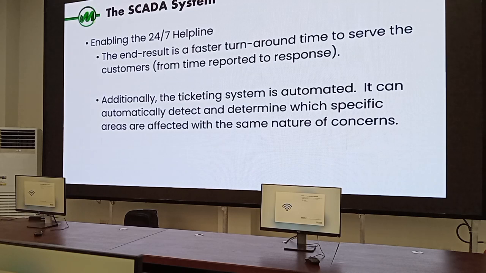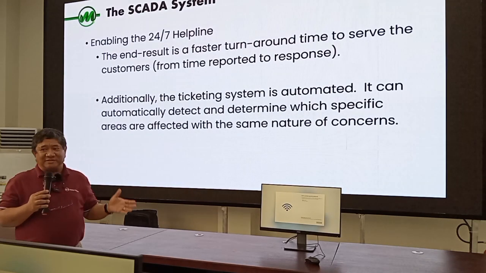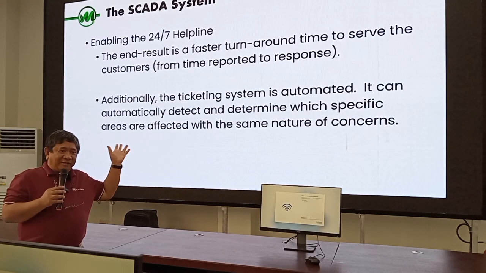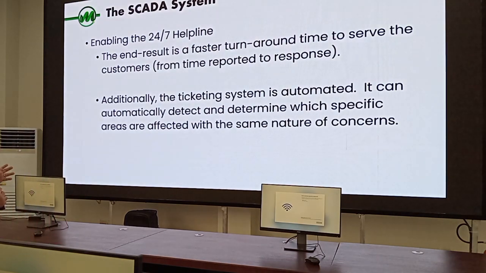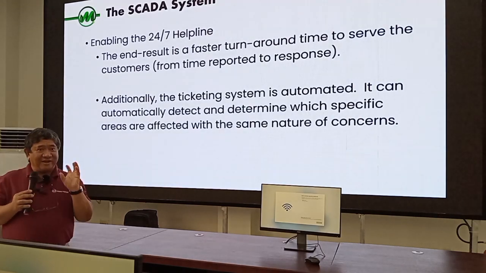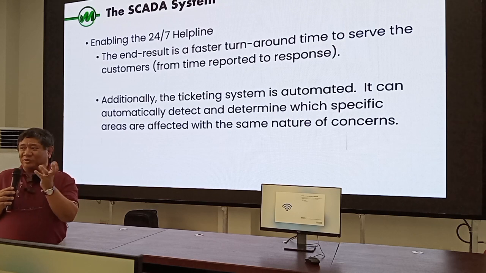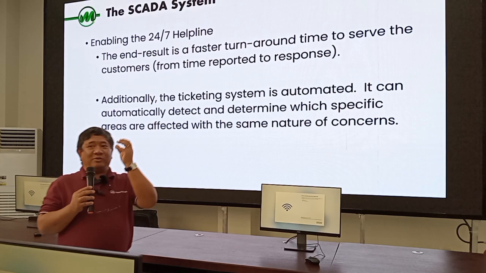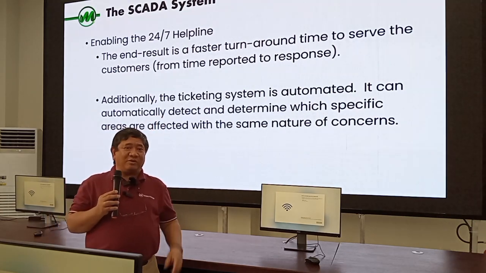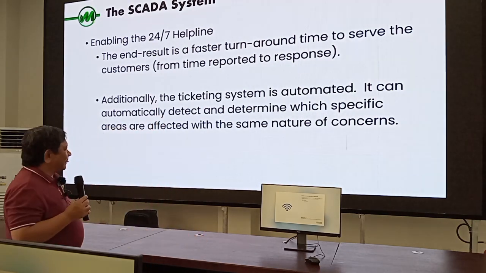So, the end result is a faster turnaround time to serve the customer, from time reported to the response. So again, as I explained earlier, dahil automated, it should come faster. And additionally, the ticket that is automated can automatically detect and determine which specific areas, kaya niya nang i-determine, dito maraming tumatawag. So there must be something wrong with the DT, or with the line, or with the feeder, or whatever.